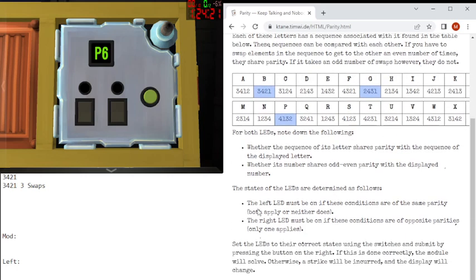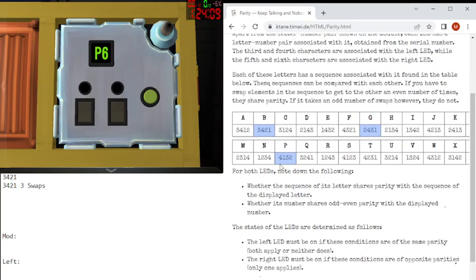Right? And you can see that later on we're looking at, does the sequence of the letters share parity with the sequence of the displayed letter, right? That's all we're really looking for, is do they have the same parity or not? And so there's a lot of information that we can sort of forget about, like the fact that this one took exactly 3 swaps or this one took exactly 2 isn't really important. All we care about is the odd number of swaps here and the even number of swaps here.